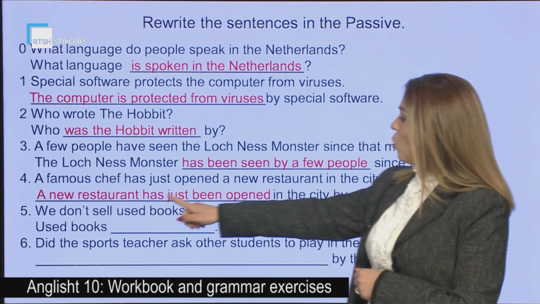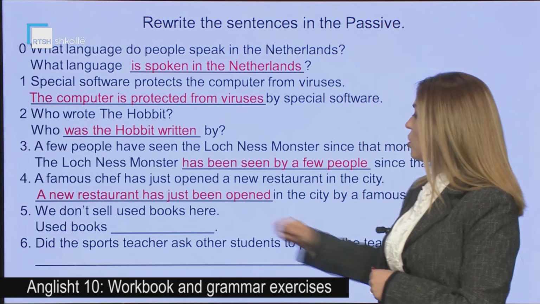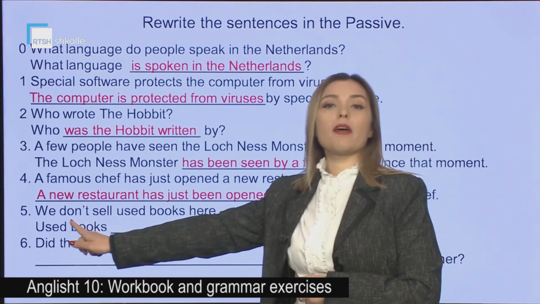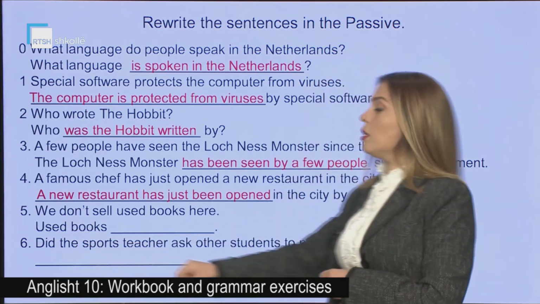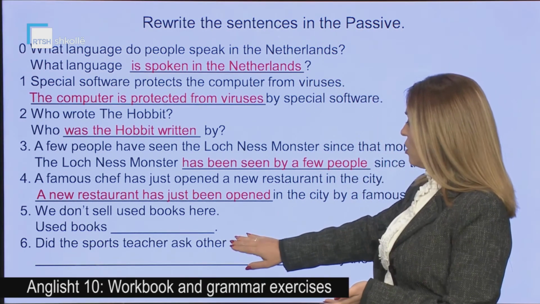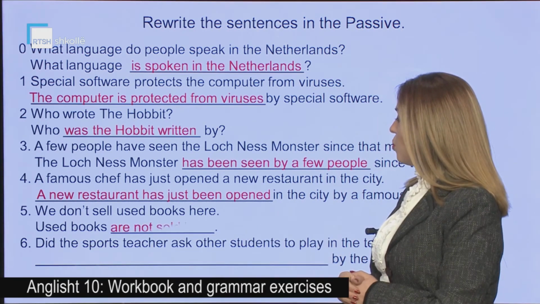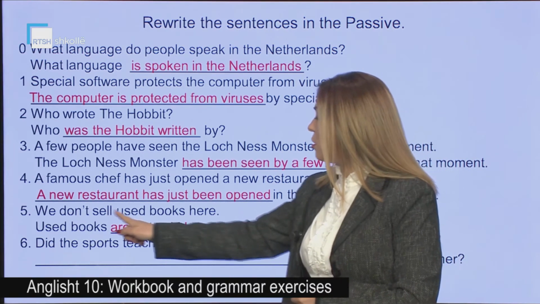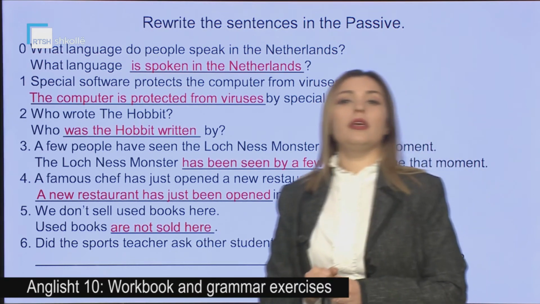Number 5. We don't sell used books here. So used books, what tense do we have here? Present simple. So is or are. Used books are not or aren't sold, the past participle, here.